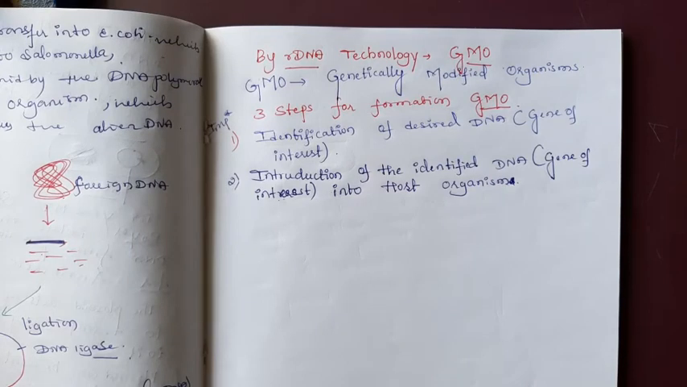Why should we transfer it into the host organism? We have to multiply that gene, we have to clone that gene. We have to get a larger number of genes with similar features. We get only one gene when we do isolation, so we have to multiply that. That's why we require a host organism for our gene multiplication or gene cloning.